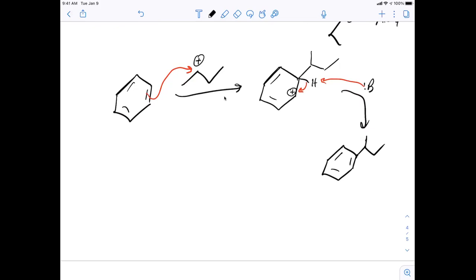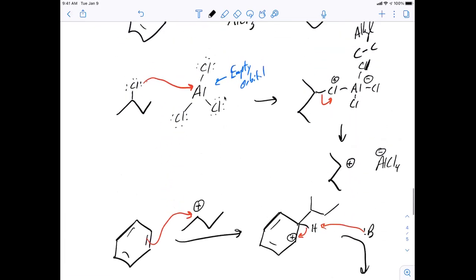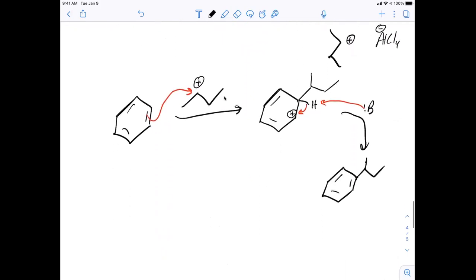Okay, questions about this one? Now, there are several issues with this one. So Friedel-Crafts alkylation has some potential issues. Okay.